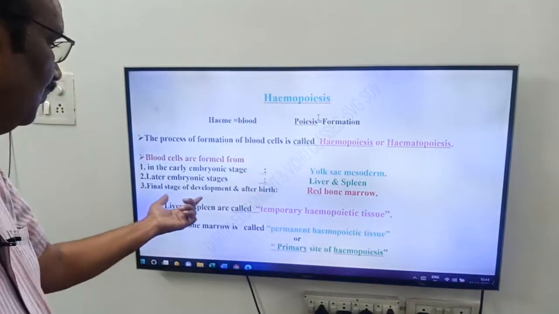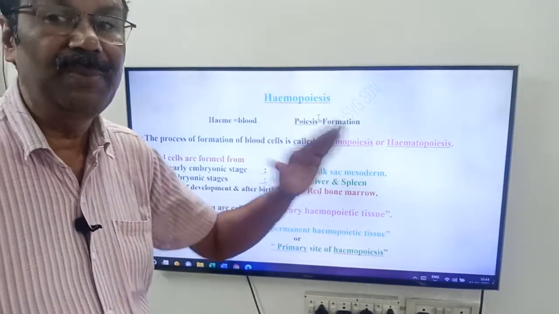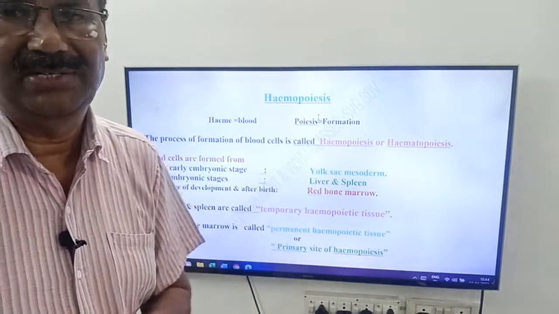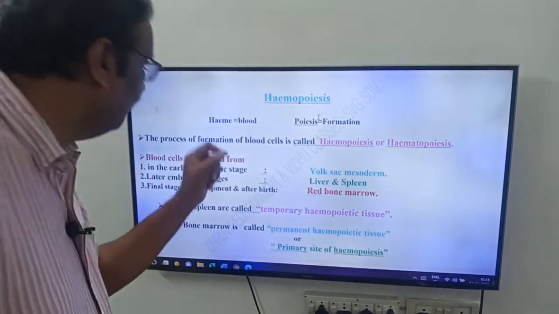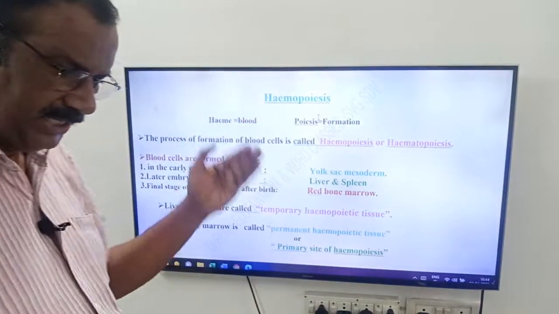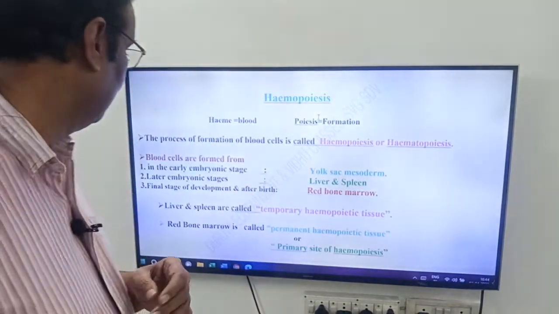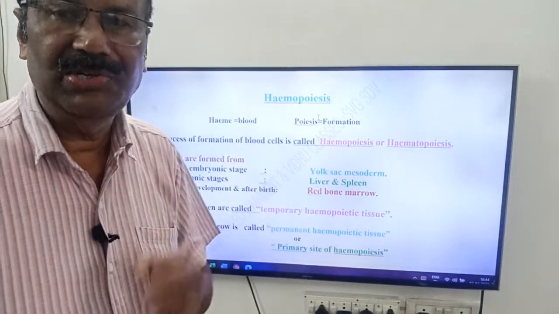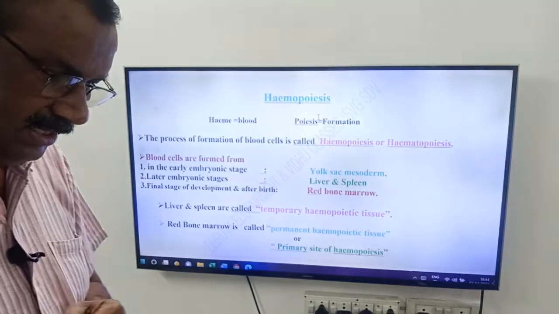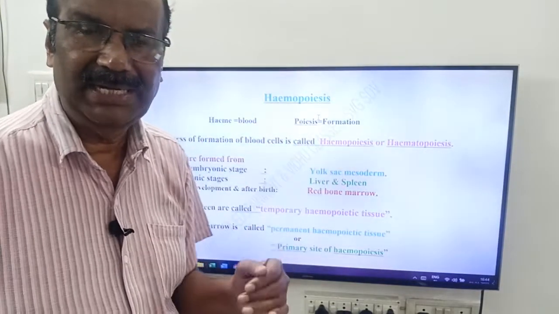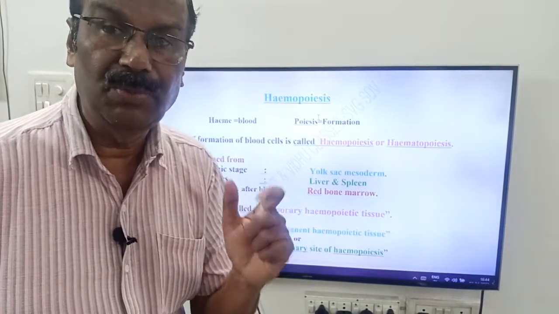Next friends, in the final stage of development and after birth, from the red bone marrow. Only red bone marrow. Once again friends, here you have to remember three words. In the early embryonic stage, the blood cells are formed from yolk sac mesoderm. In the later embryonic stage, from liver and spleen. In the final stage of development and after birth, from the red bone marrow.